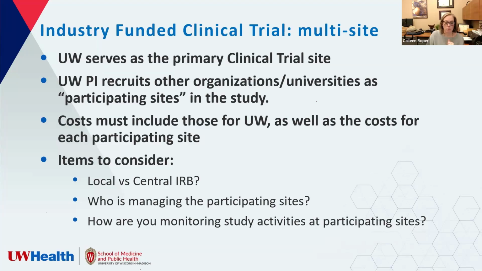So a couple of questions that have come in. Sorry, scrolling back. So how is an investigator to come up with the money difference between a foundation's indirect rate and UW's indirect rate?